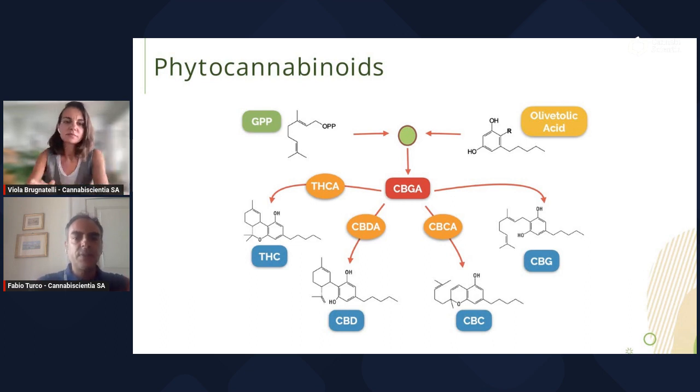After this process, CBGA undergoes a series of chemical reactions to produce the other major phytocannabinoids. The specific enzymes and chemical reactions involved in this process vary depending on the phytocannabinoid being produced. This process is regulated by a complex network of genes and enzymes, and environmental factors such as temperature and light can also influence this process.